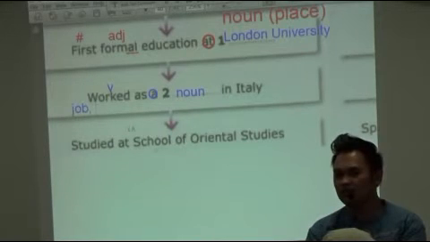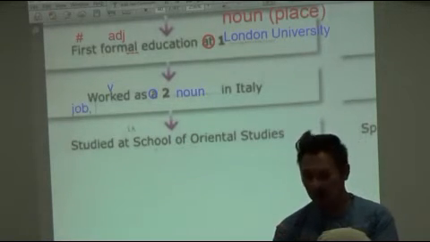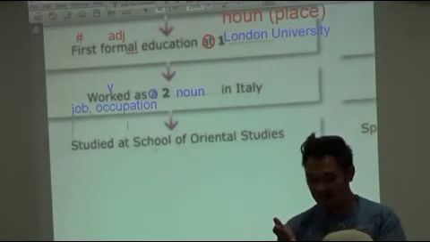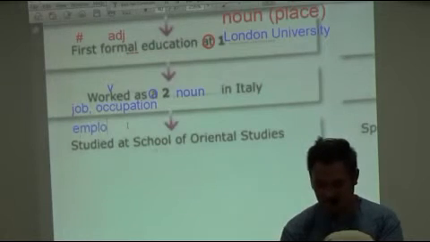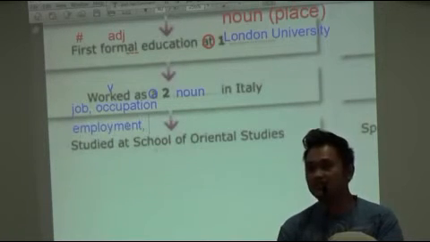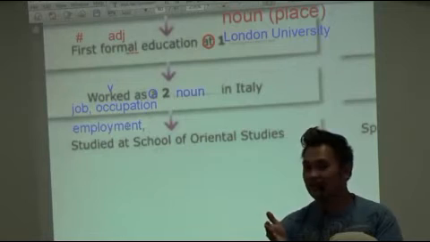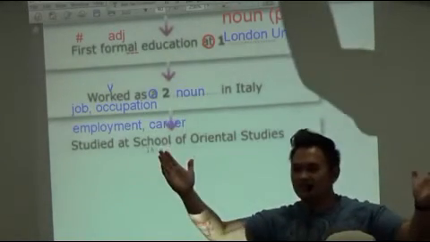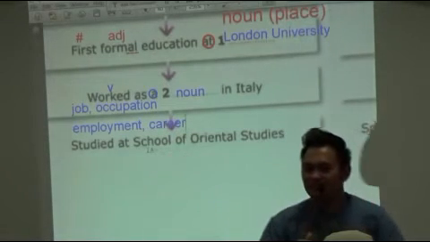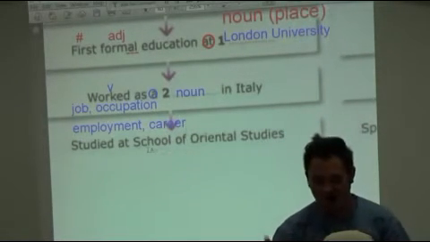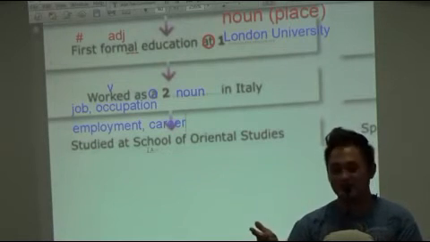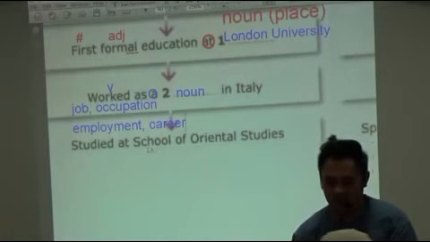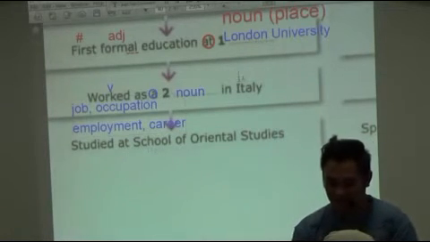Higher level for work, it starts with letter O, occupation. Another word, it starts with E, employment. And one last, it starts with letter C, career. Everybody said occupation, employment, career. Not many people remember. Everybody say work, occupation, employment, career. Good.